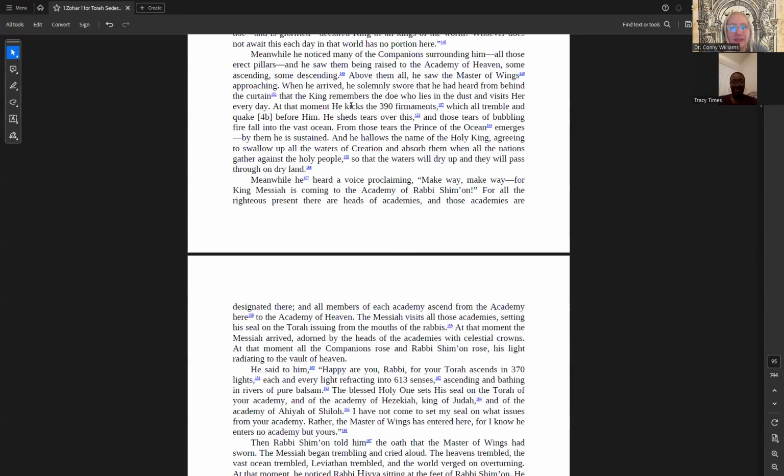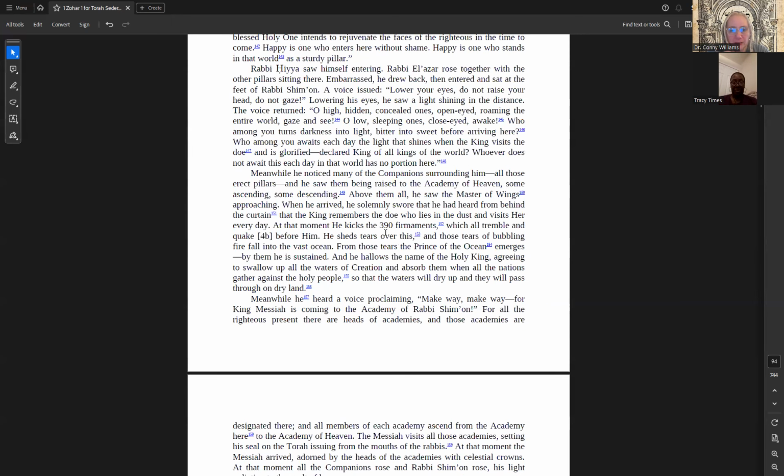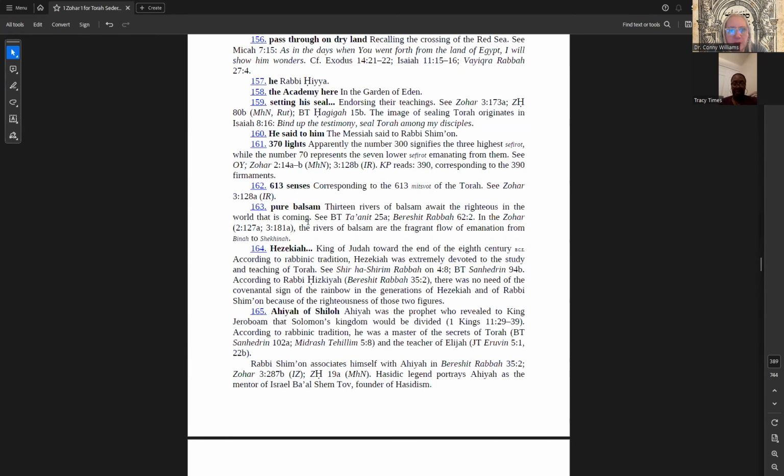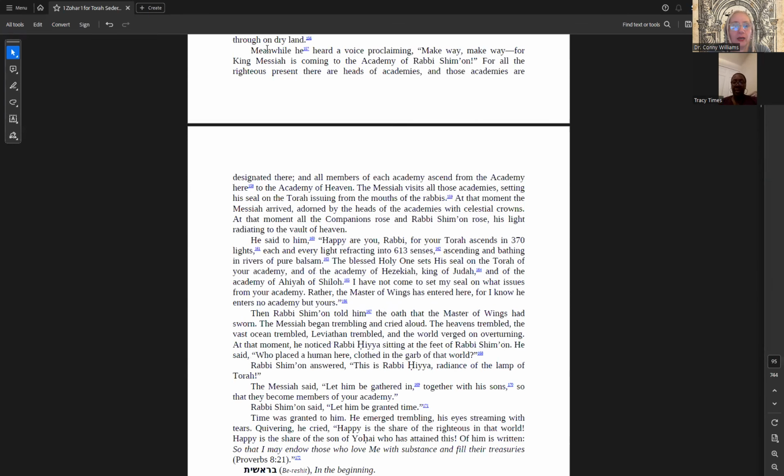And it skipped again. That was 55. So that the waters will dry up and they will pass through on dry land. And I'm sure that puts us in memory of something that happened, well, not before, but yeah, before, from the companion's perspective, most certainly. 156, pass through on dry land, recalling the crossing of the Red Sea. As in the days when you went forth from the land of Egypt, I will show him wonders. And that's exactly where I was going.